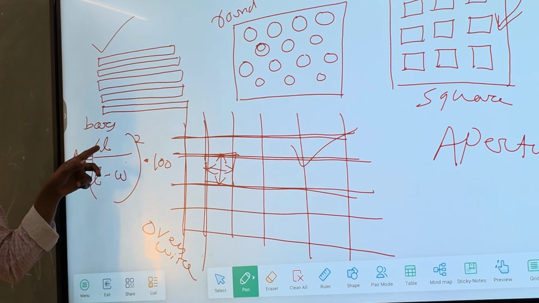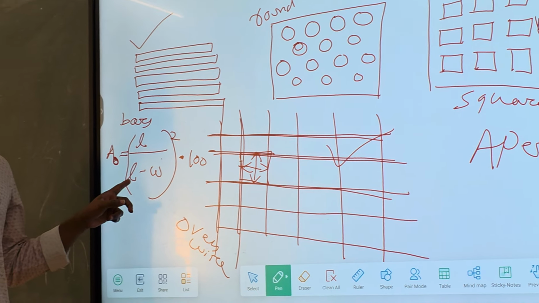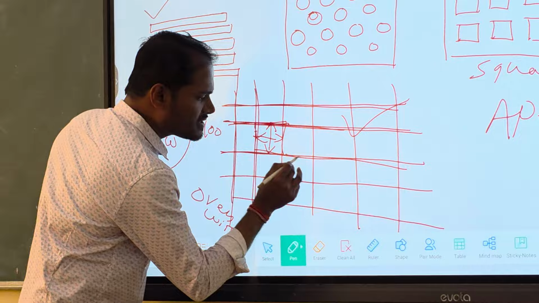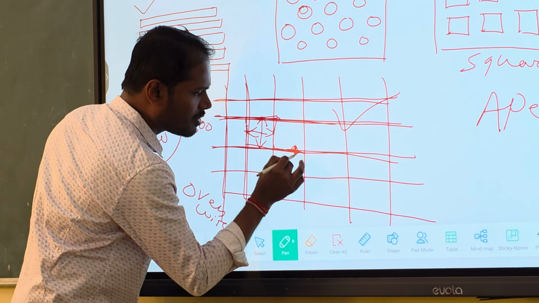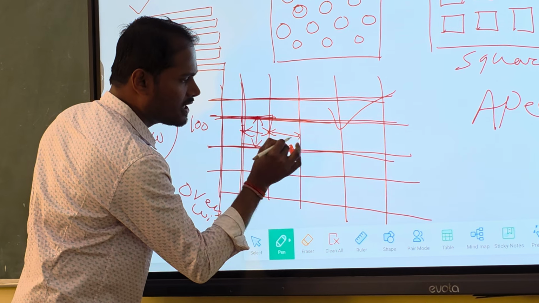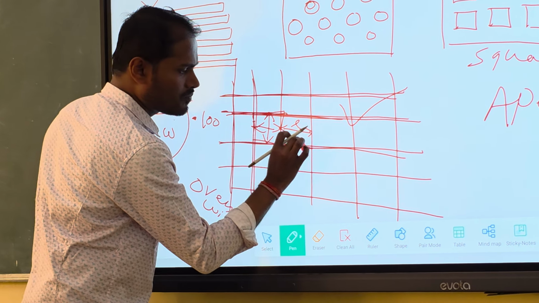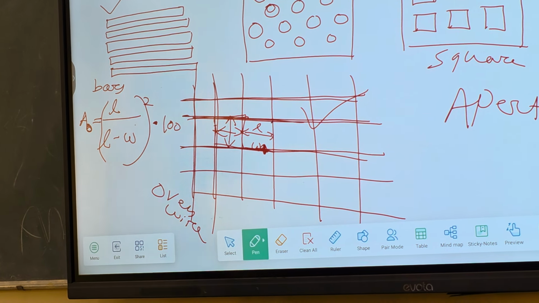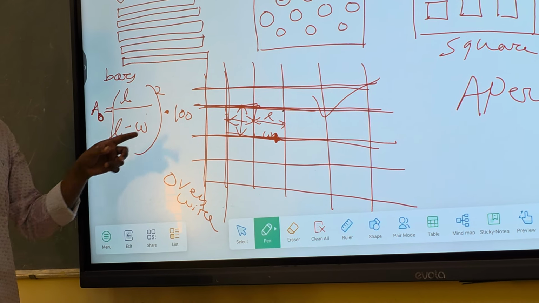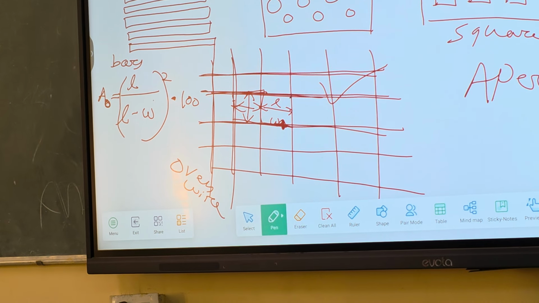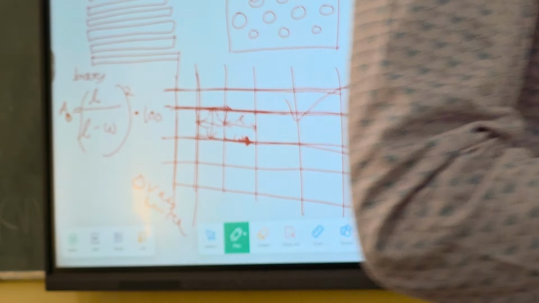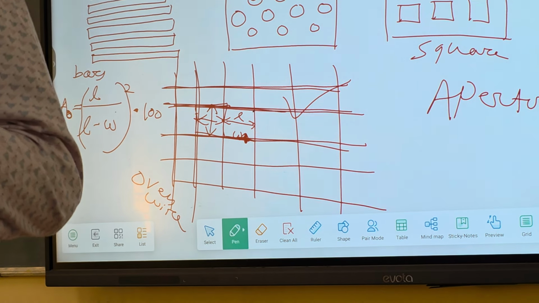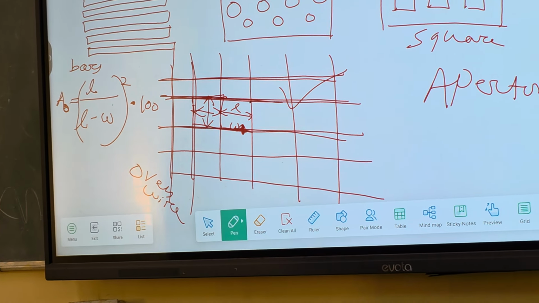So what is this? This is the length of the square, and this is also the length, and this one is the diameter of the wire itself. Suppose this is a square screen, so this is your length L and this is W, the thickness or diameter of the wire, into 100%. So this is the percentage opening per unit cross-sectional area of the screen. Of course that is important; the more A naught, the more the efficiency of the screening process.